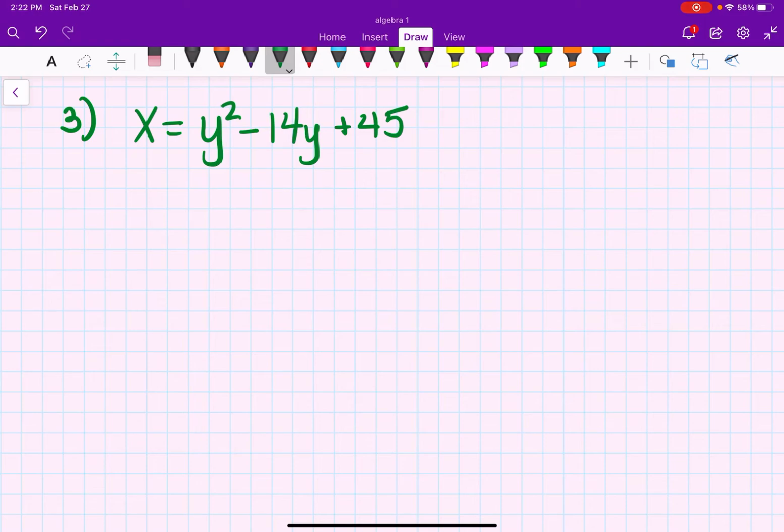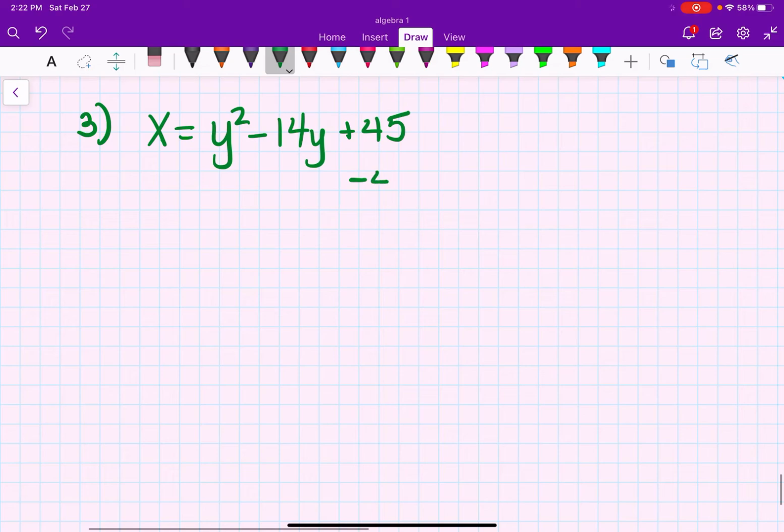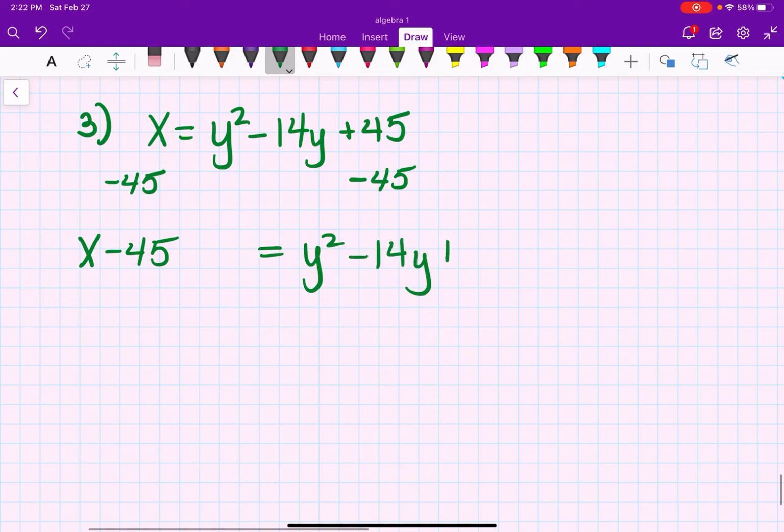All right, so that means it's not in standard form, so I have to complete the square. Good news, though, is our lead coefficient is 1, so I don't have to worry about that. So I'm going to subtract 45 from both sides, just so I get it out of the way is really what I'm doing. And so x minus 45, leave space for our box, equals y squared minus 14y. And now I'm going to put my box on both sides to remind myself I need to add whatever goes in the box to both sides.